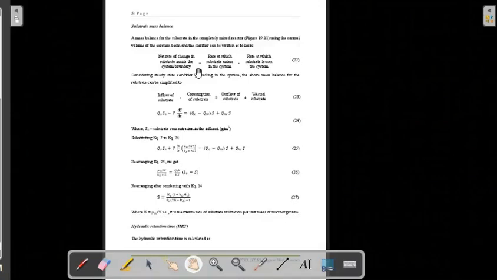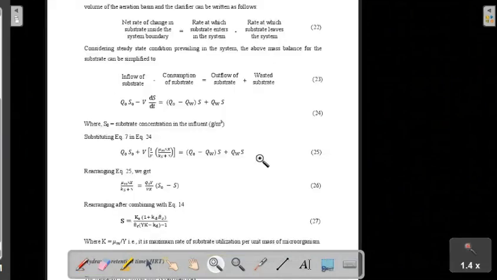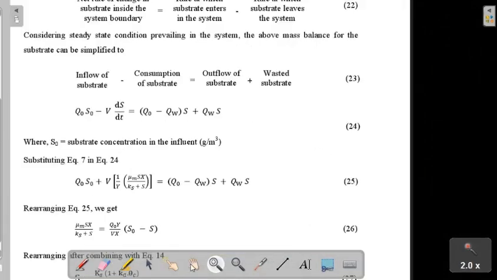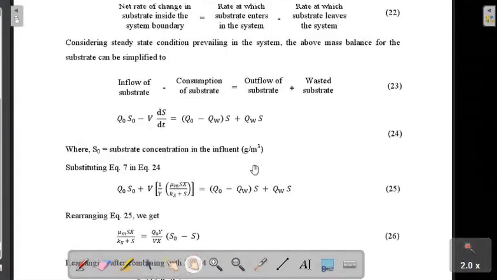Now we are taking the substrate balance. For the substrate balance, we again write down the mass balance for the substrate. With the help of the diagram from the previous one, we can say: the inflow of the substrate minus consumption of the substrate equals the outflow of the substrate plus waste substrate.